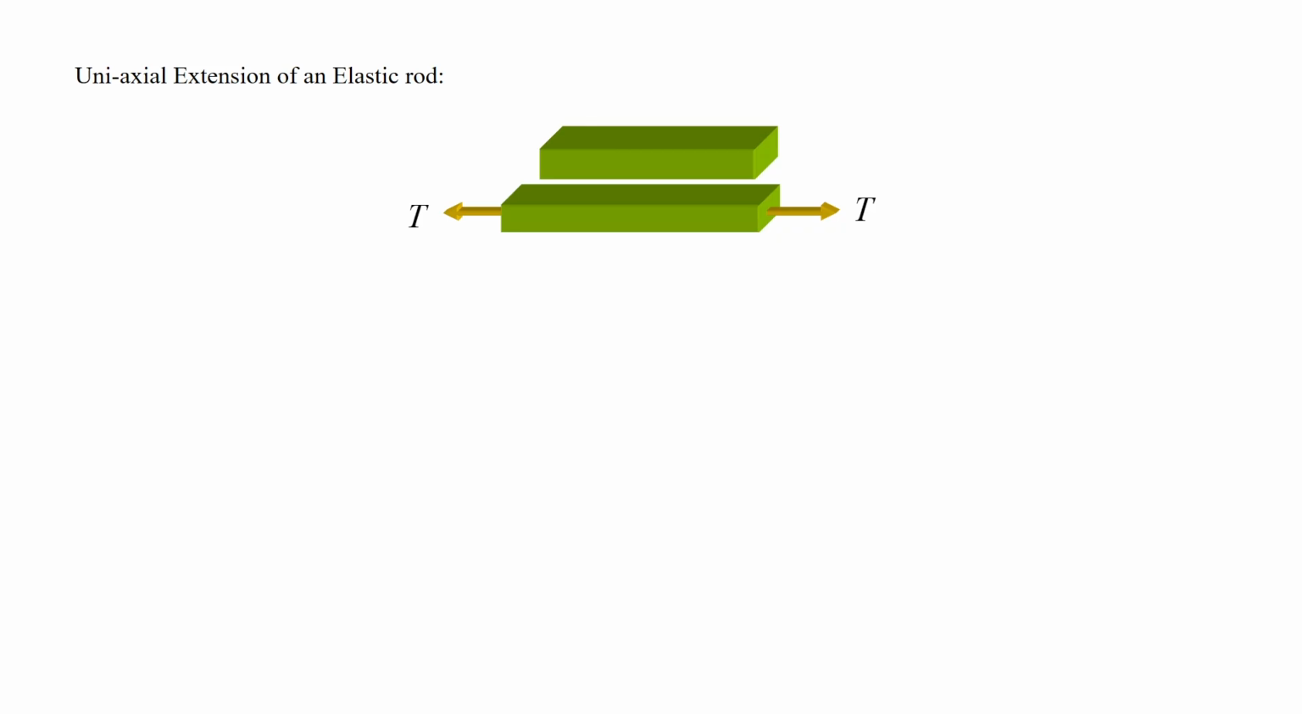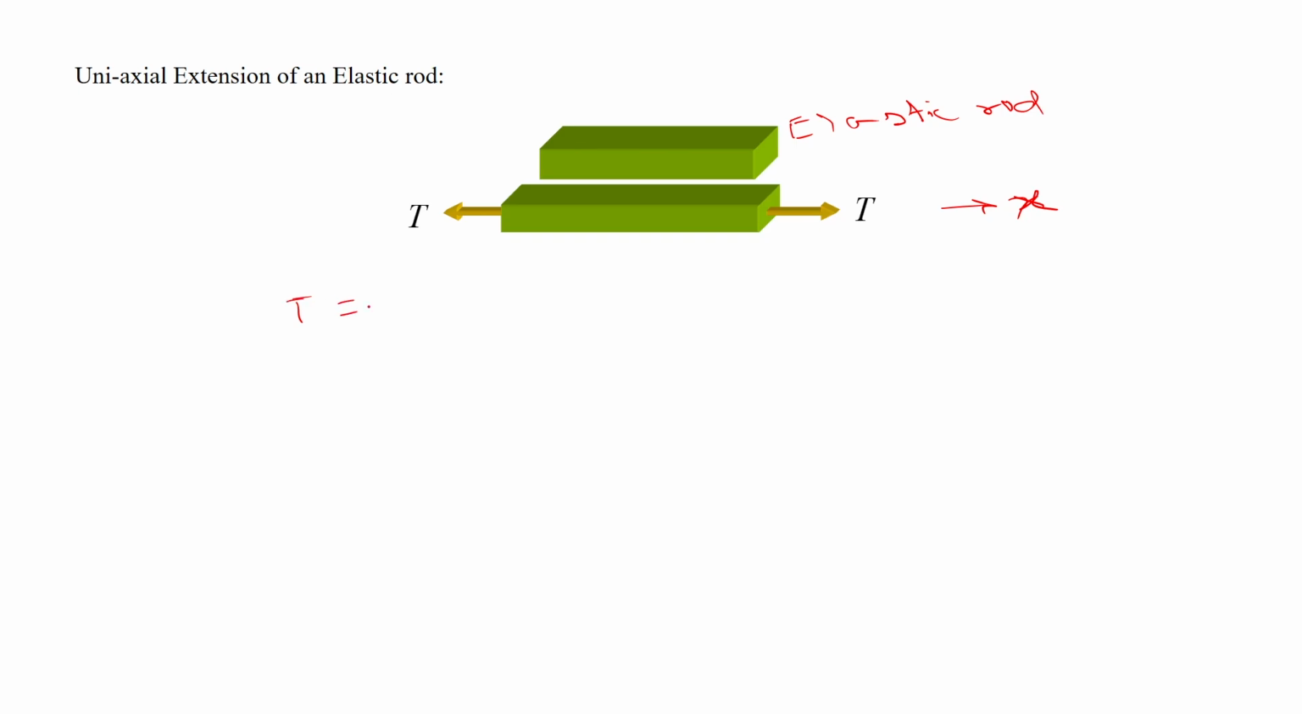So, now let us take a simple situation in which we have an elastic block or rod, whatever you say, and let us say we apply a uniaxial extension T. Let us say this is the x direction.